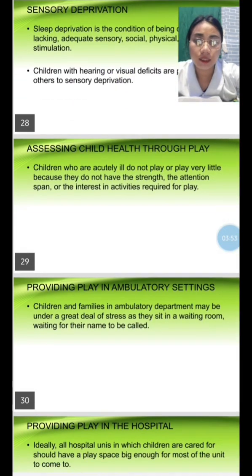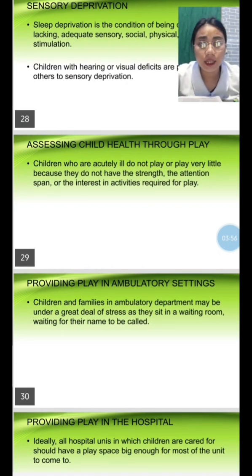And the next, assessing child health through play. Children who are acutely ill do not play or play very little because they do not have the strength, the attention span, or the interest in activities required for play.